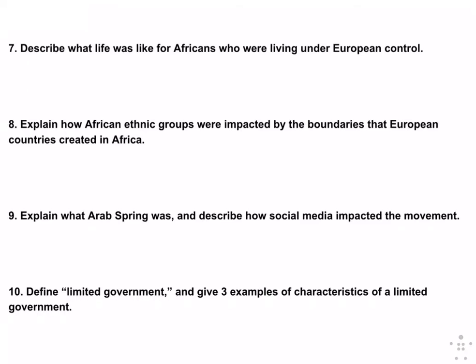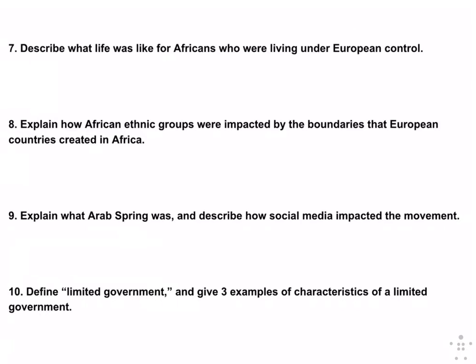Number 8, explain how African ethnic groups were impacted by the boundaries that European countries created in Africa. So that again goes back. Europeans created boundaries, and they could care less about the Africans' point of view. They did so based on what they thought was fit, and they did not ask the native African people their opinion. They drew boundaries regardless of their traditional tribes and where they were located.